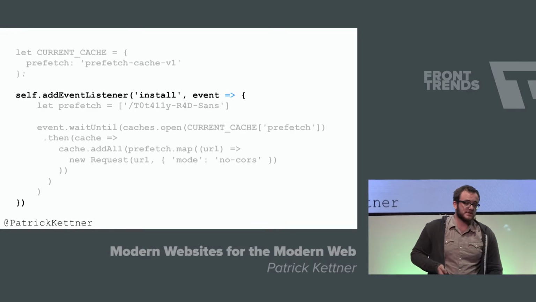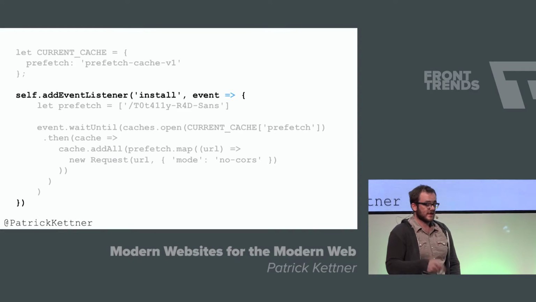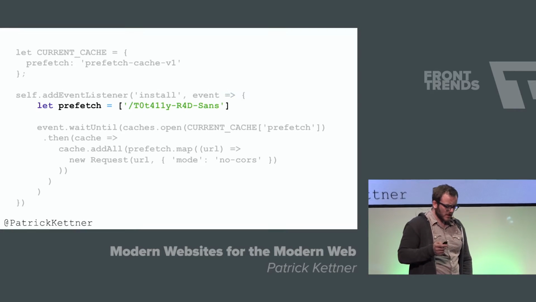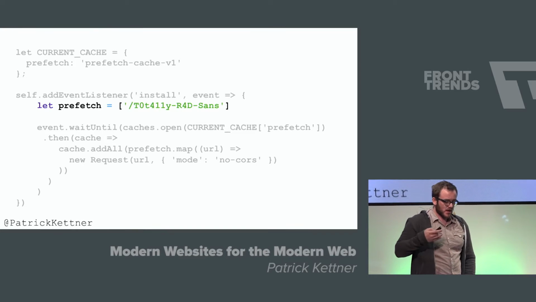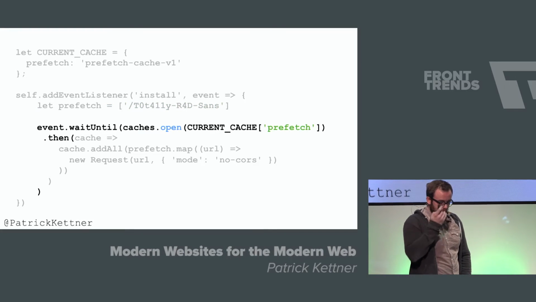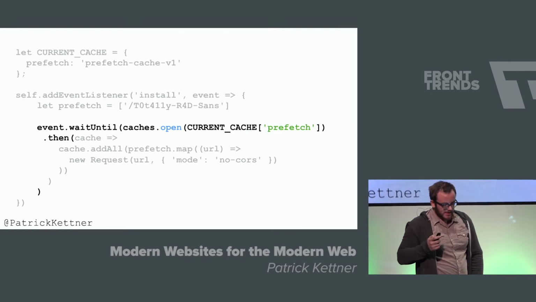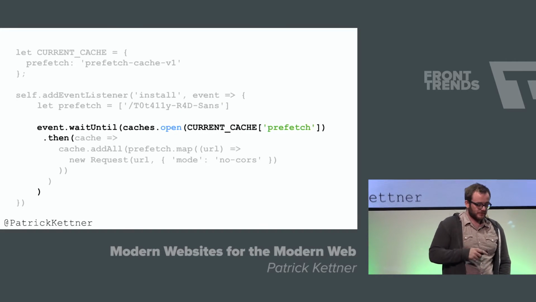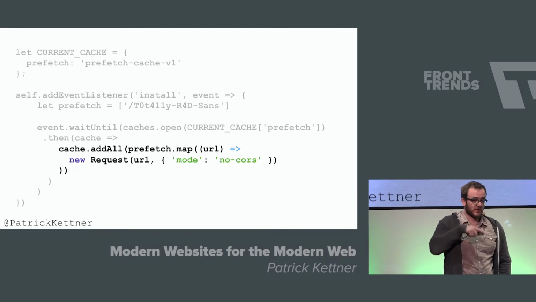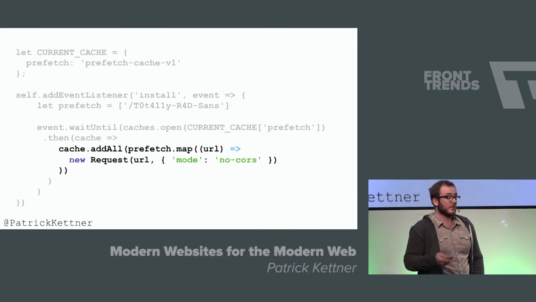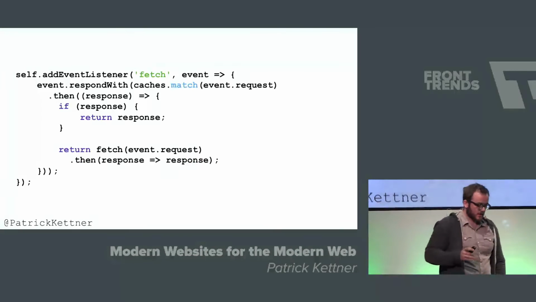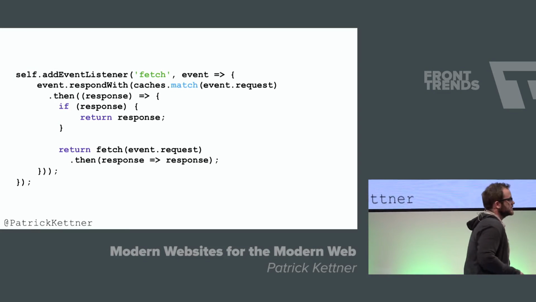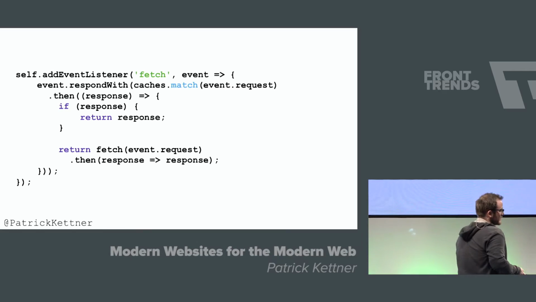And then we listen for the install event from inside of the service worker file. That will be fired once the service worker has been activated and is ready in the browser. We prefetch the one totally rad sans file, and then we wait until our cache is open, and then we start requesting all of those assets that we have in our precached file, in this case just the totally rad sans. Now, since we have our stuff precached, we are able to add an event listener for the fetch event.